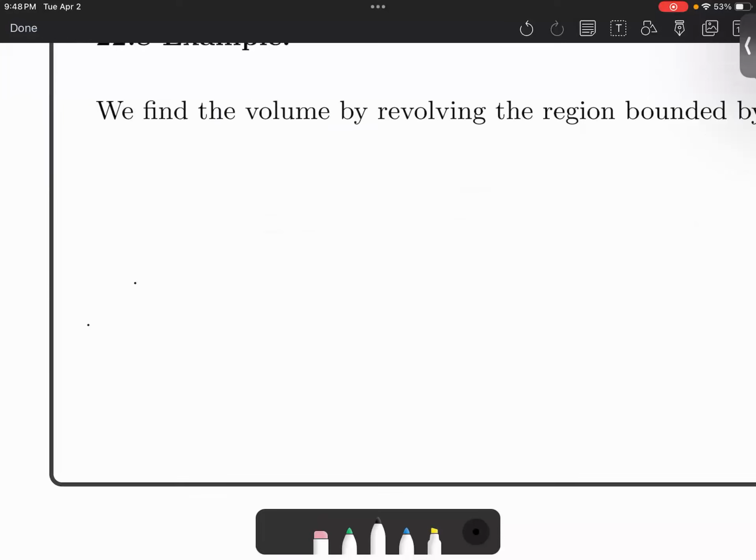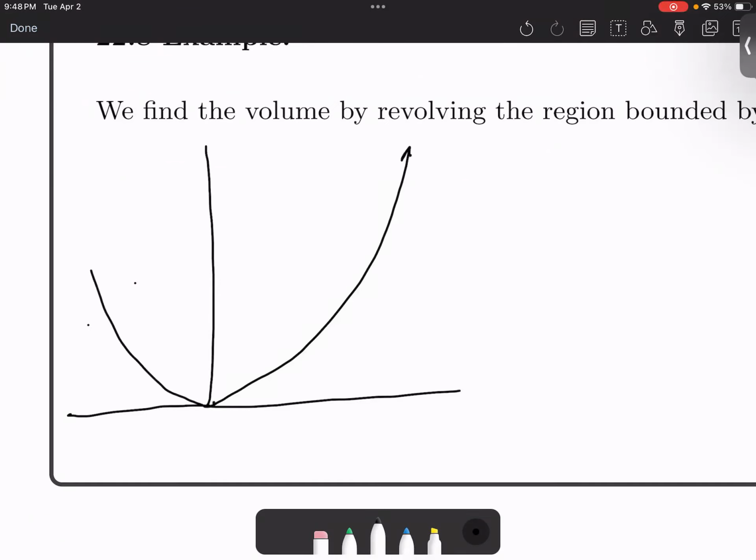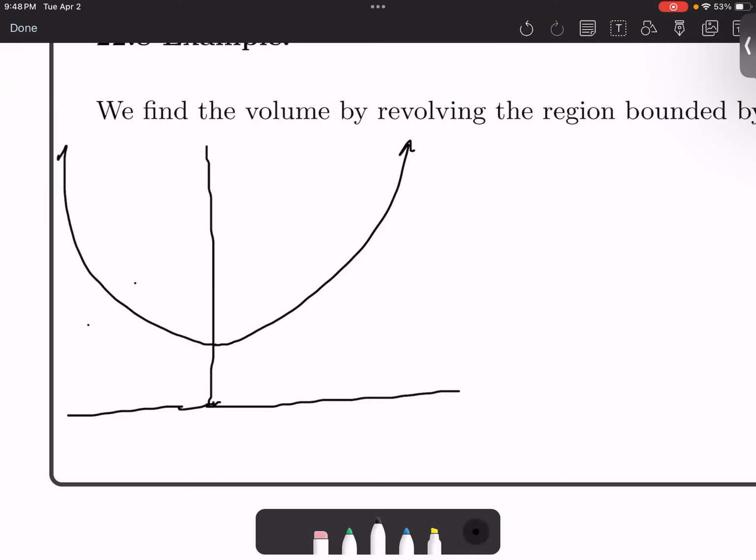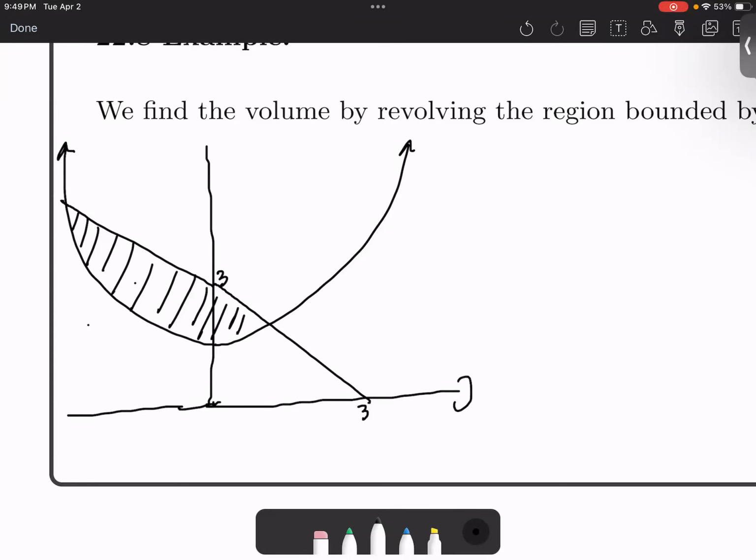So let's sketch these two functions. There's your y-axis, here's your x-axis. X squared plus 1 looks something like this. It's shifted off the x-axis by 1 unit. And the line 3 minus x, or minus x plus 3, has a negative slope and a y-intercept of positive 3. Okay, so we're going to take this region and we're going to spin it around the x-axis.